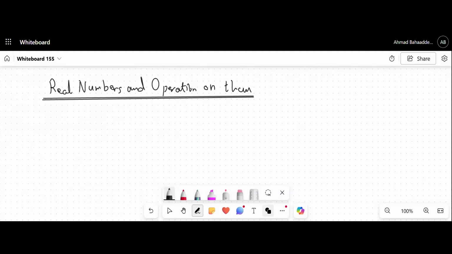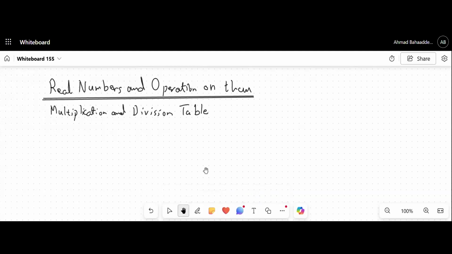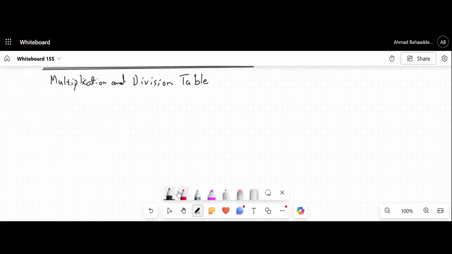So, starting from the operations, I'm going to review the multiplication table and the division table one more time. So we say the multiplication and division table. The first one here, guys, I'm going to take this table here as we did before.